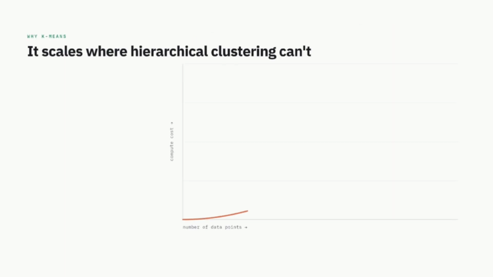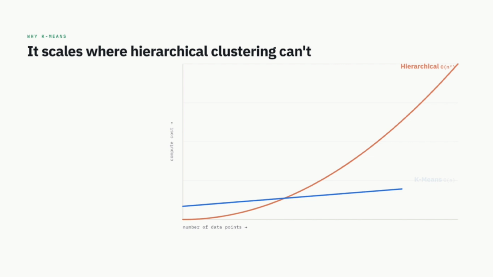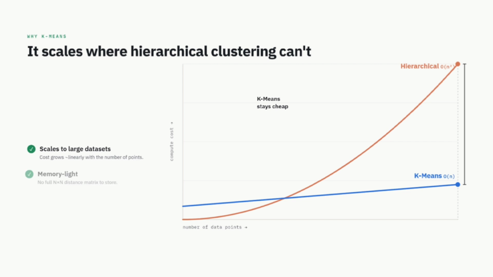So why choose k-means? Because it scales. Hierarchical clustering compares every pair of the points and its cost grows with the square of your data. K-means grows almost linearly. That means it handles large datasets, stays memory light, with no giant distance matrices, and converges in just a handful of iterations.